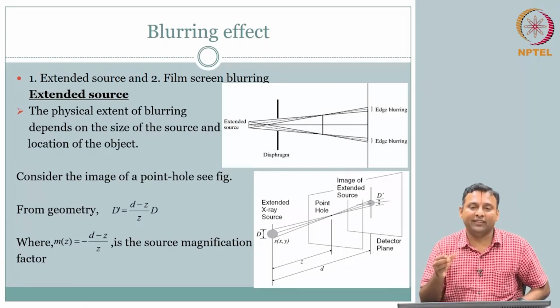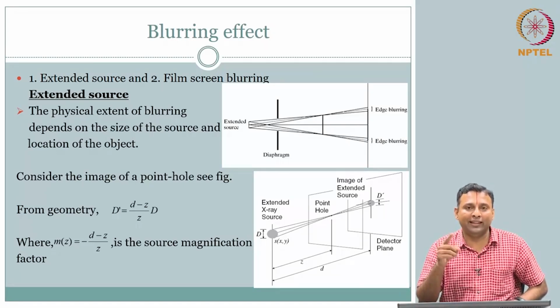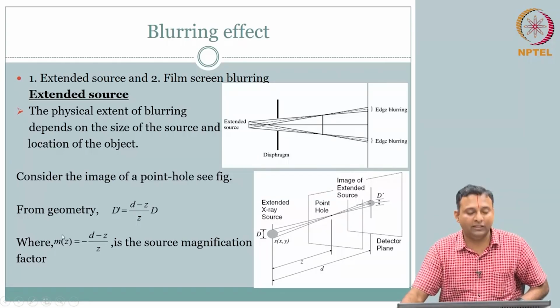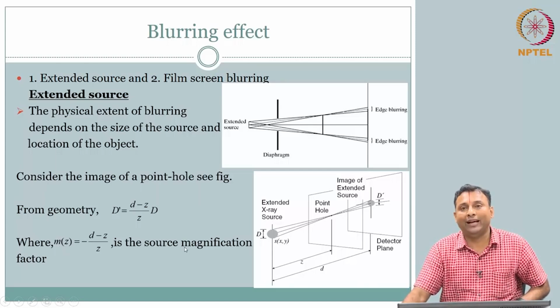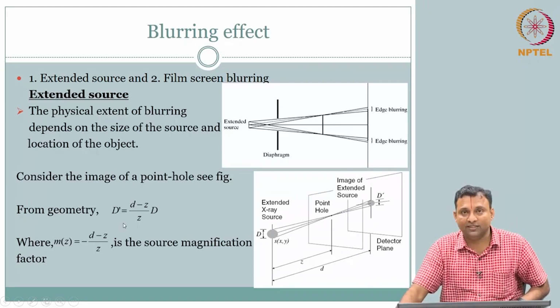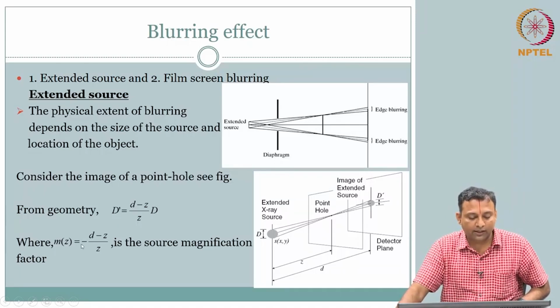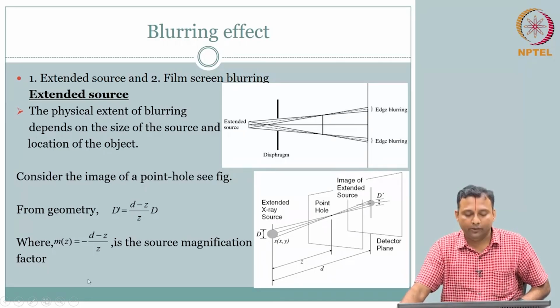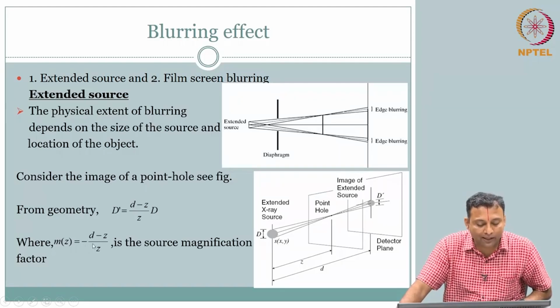Remember when I said capital M of Z, what was that? Depth dependent magnification. I told you we will get confused, so we will use another M, but this is a small m of Z. This is also dependent on Z, but this m of Z is your source magnification factor, the magnification that is occurring. The object is supposed to be a point, but it is magnified, and that magnification is because of the source. That is why it is called source magnification. So your D dashed is D minus Z by Z times this capital D, so your source magnification factor is minus of this.